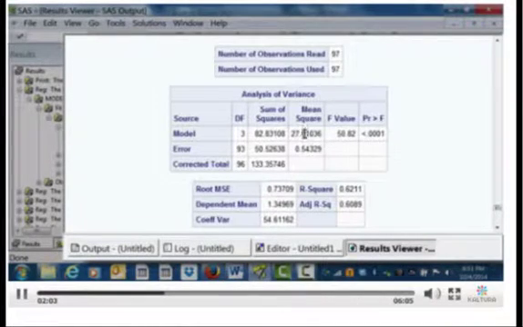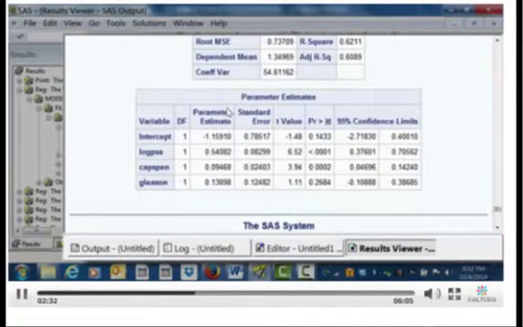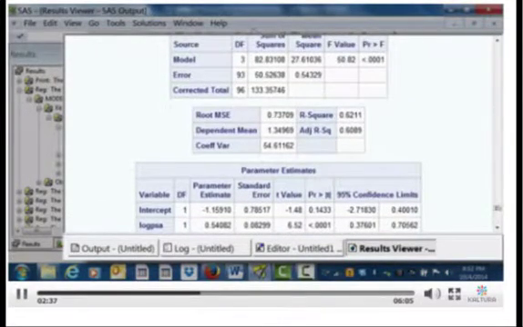Here's our mean squared model, just like we had before, 82 divided by 3. This is the mean squared error, which is 50.5 divided by 93. My F value would be 27.6 divided by 0.54 for a highly significant statistic for the model. So this is what I call the overall F-test, or the overall analysis of variance test. It tells me that these 3 variables that I put in the model, log PSA, capspin, and Gleason, are statistically significant for predicting the log of the cancer volume.